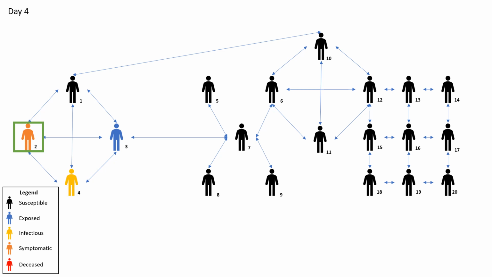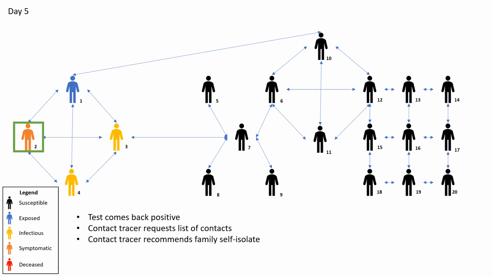Now on day 4, patient 4 has become infectious. And that leads them to passing on the virus to patient 1 on day 5. But for patient 2, their test happens to come back positive. So a contact tracer requests a list of their contacts, and the contact tracer recommends that the entire family self-isolate.